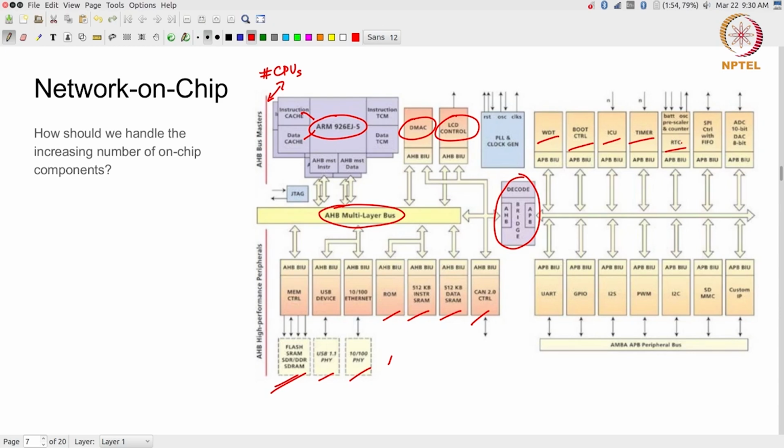One system on chip has something like one processor plus close to 20 peripherals. And this is a relatively very simple SOC. Okay. So how does this get complicated?